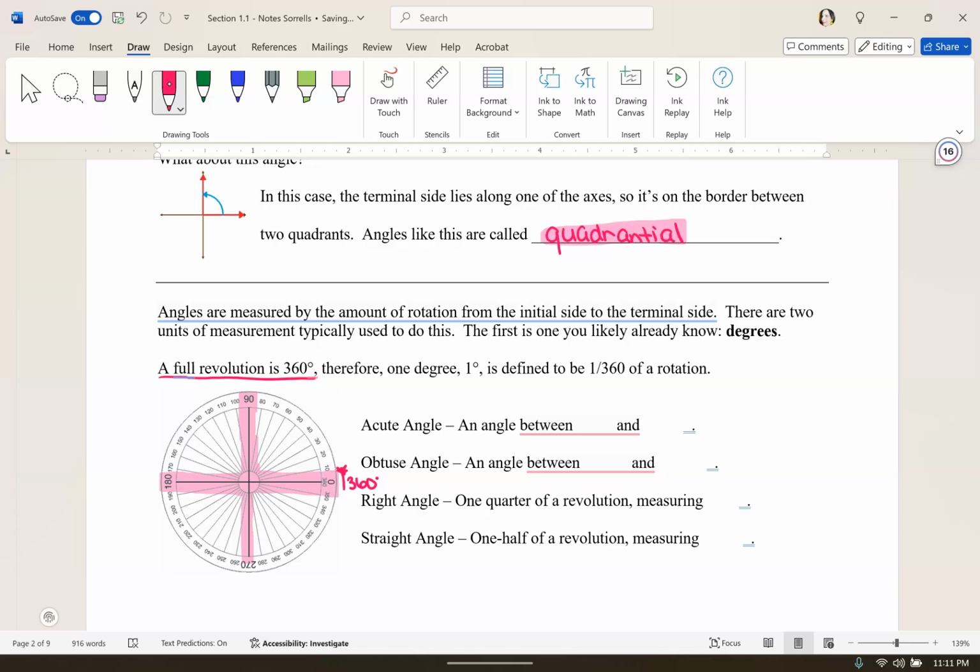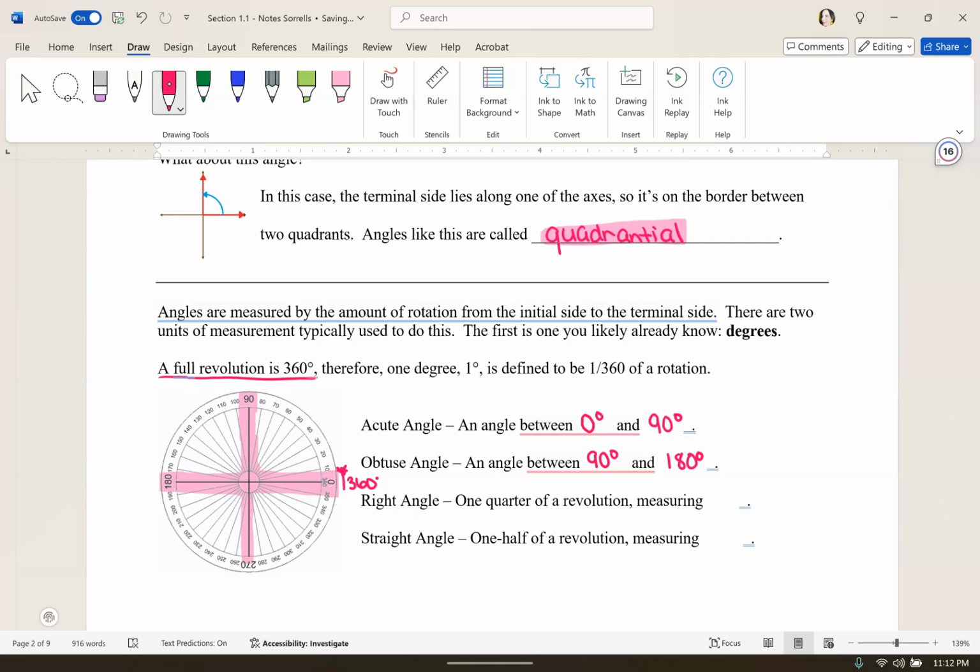Acute angles, I always liked when I taught geometry, I always said they were so cute, which means they had to be so little. So that is between 0 degrees and 90 degrees. Therefore, obtuse means it will be between 90 degrees and 180 degrees. But remember, it can't be equal to it because those are quadrantal angles. So acute and obtuse has to be in between them and not equal to.